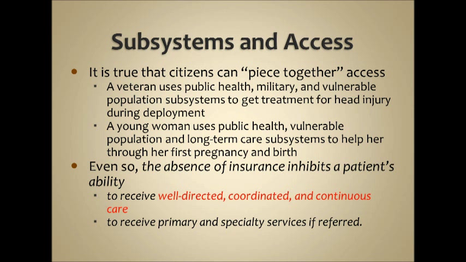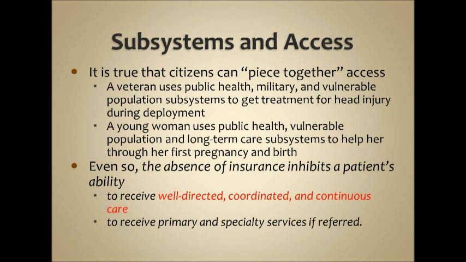Also, you can think of a composite sketch of a young woman who becomes pregnant at a time when she really wasn't planning on it. Maybe she herself was struggling with substance abuse disorder or simply was just poor and young and didn't have any money. She might go to public health, vulnerable population subsystems, or even the long-term care subsystem to help her through her first pregnancy and her birth.